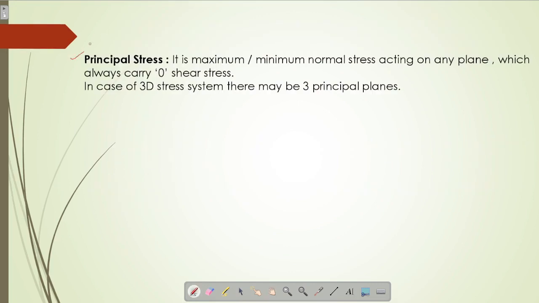Now, let's see what is principal stress. Principal stress is nothing but the maximum or minimum normal stress acting on any plane. That plane must be in such a way that it has zero shear stress. There should not be any shear on that plane. In general, there are two principal planes, or for a 3D system there may be up to 3 principal planes.